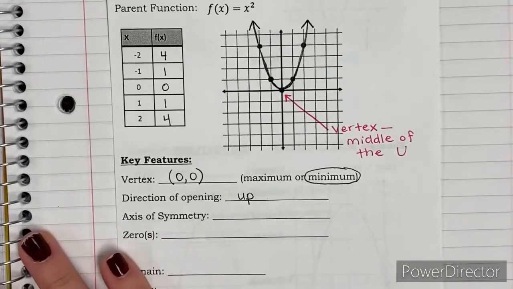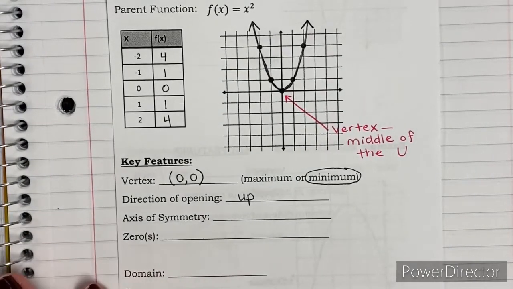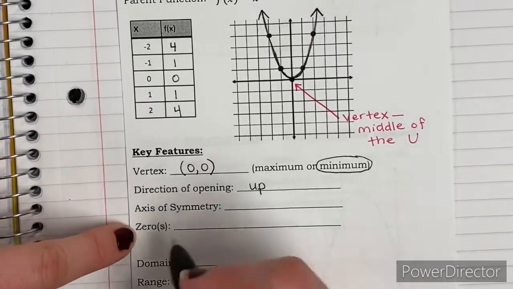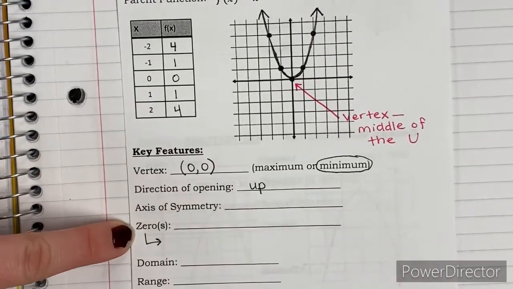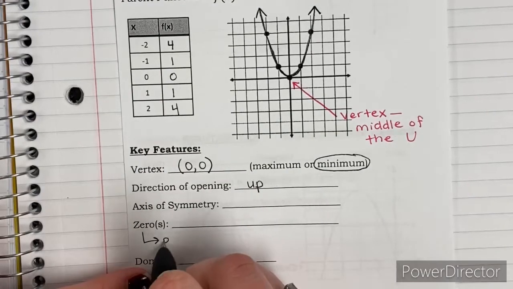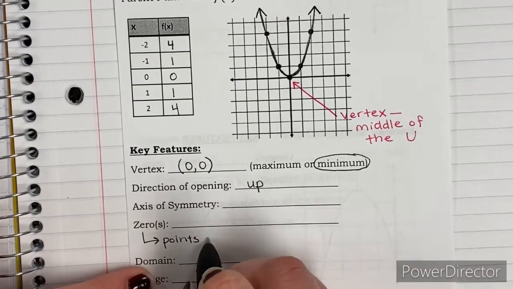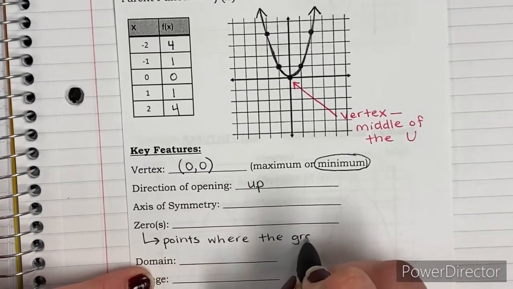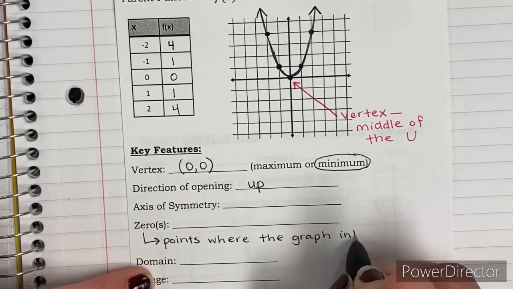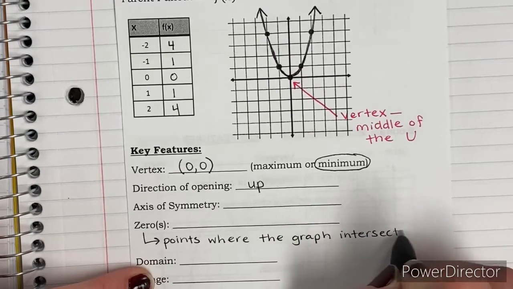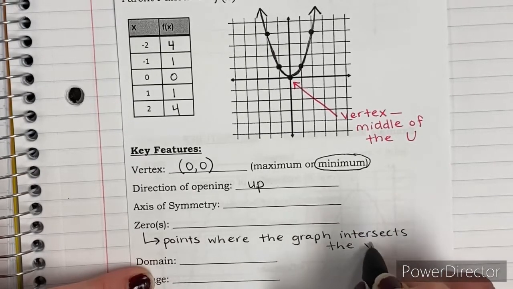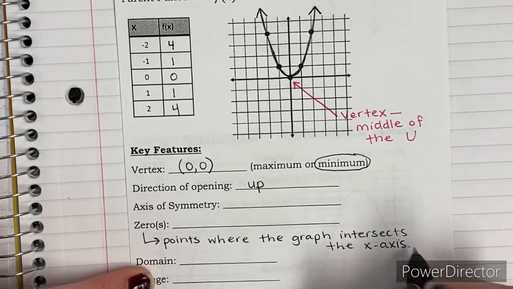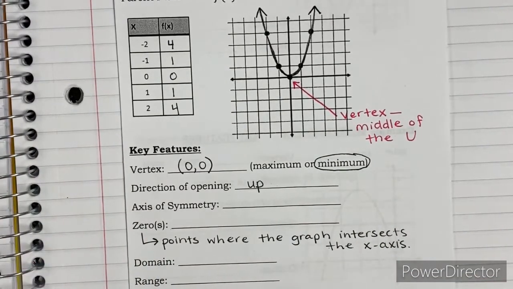I want to come back to axis of symmetry, so we're going to skip down to the zeros first, and then we'll come back. So the zeros, make a little note here. The zeros are the points where the graph intersects the x-axis.